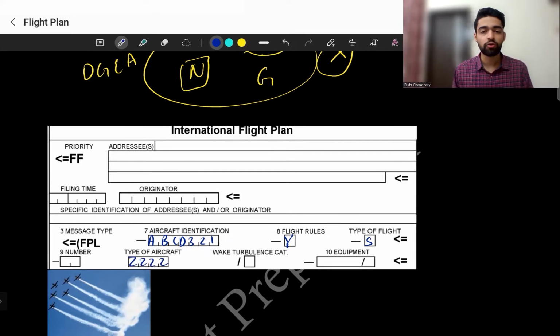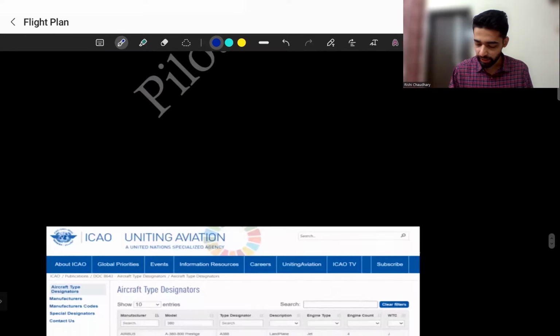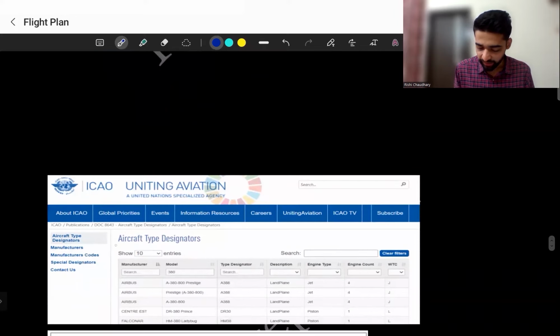But you can find out the type of aircraft. So why don't we find out the type of aircraft? We can do this with the help of this website, called aircraft type designators. As I am flying a passenger aircraft, I will find one of the passenger aircraft. So I will say Airbus 380, or I have written here 380 in the filter. So I got a lot of Airbus. I will choose any of these.